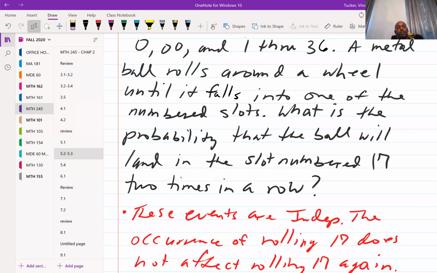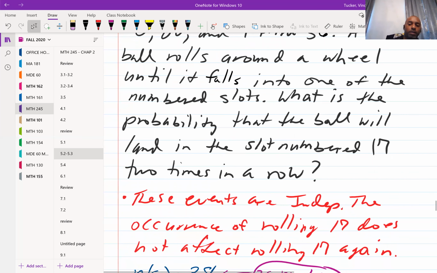So the first thing we have to ask ourselves, are these events independent? Does one roll have anything to do with the next roll? So these events are independent. The occurrence of rolling 17 does not have any effect on rolling 17 again. It's not like they're going to put a blockage on rolling the 17 or remove any numbers or anything like that. So roll 17, then you just roll again, move the ball out of the way, roll again, or whatever the case may be. So these events are independent. Probability does not change.